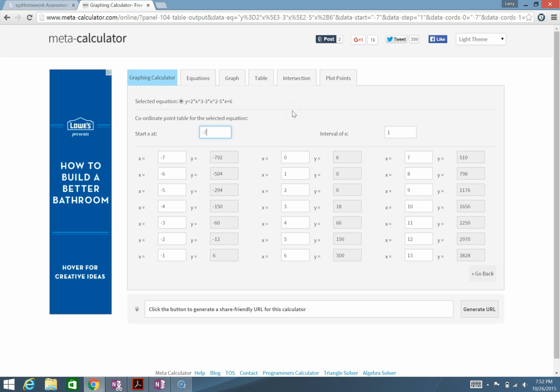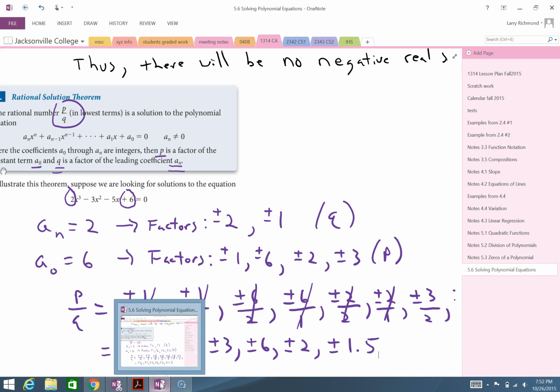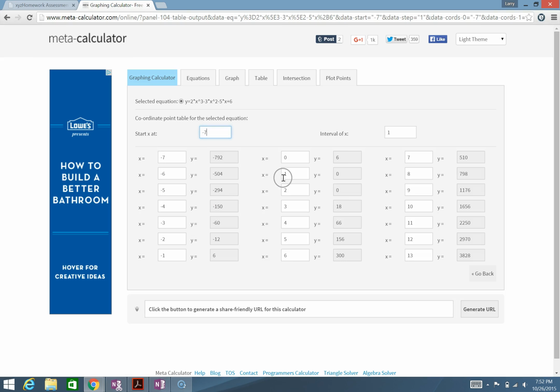All right. Now I'm simply going to come to my table because this will help me look very quickly. I'm looking for the zeros. I'm looking for the values that pair with 0, but I know I have some possibilities to narrow it down to. I want plus and minus 1. Let's look for that. When x is 1, y is 0. I have it right there. Here's another one. When x is 2, y is 0.